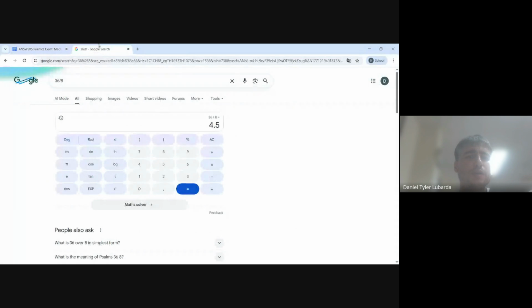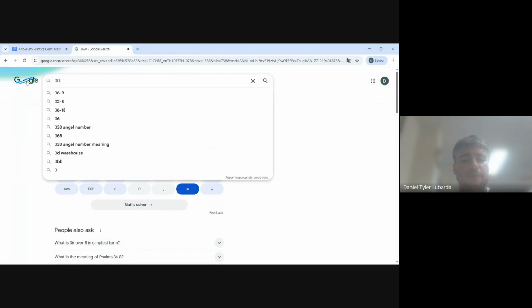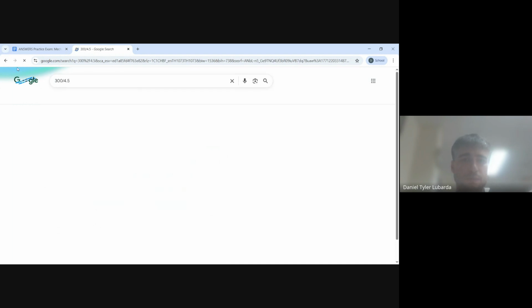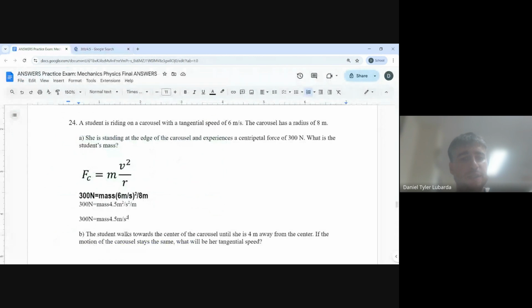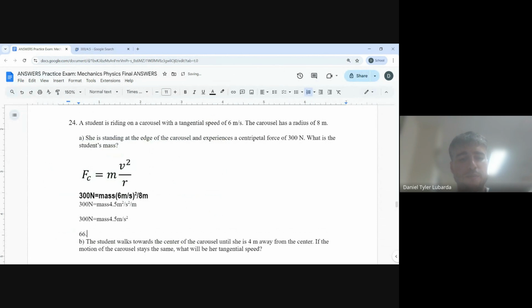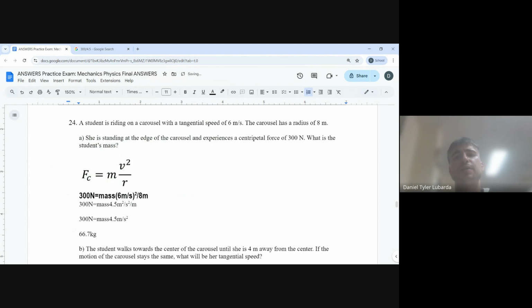So if we do 300 divided by 4.5, we get 66.7. And newtons divided by meters per second squared gives us kilograms, because 1 newton is a kilogram meter per second squared. Okay, that's a big student.